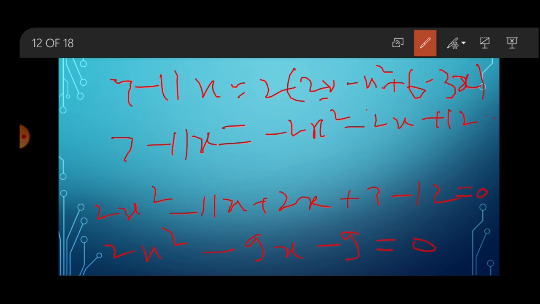Now, hoping all of you can solve this particular equation. All you have to do is to multiply 9 by 2 and then further solve this equation, so you get the required solution.